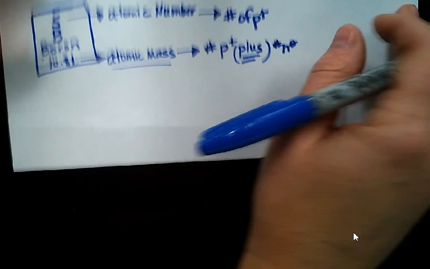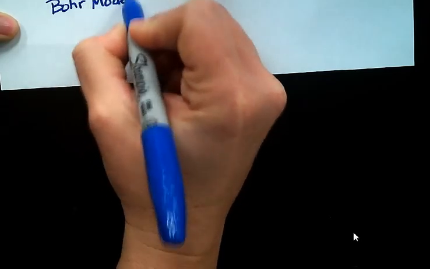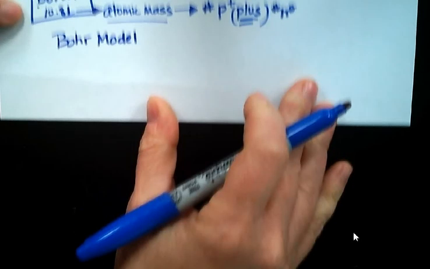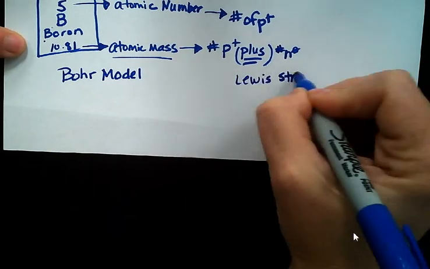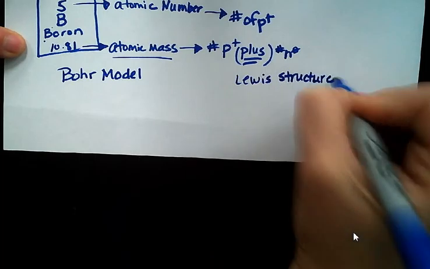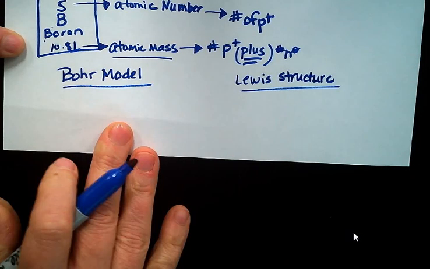When we make models, you hate the Bohr models? Ooh, I hate them. And then you have a Lewis structure. They're not bad. Did you do both of them? Shoot, nothing. They're not bad. Nah. All right.